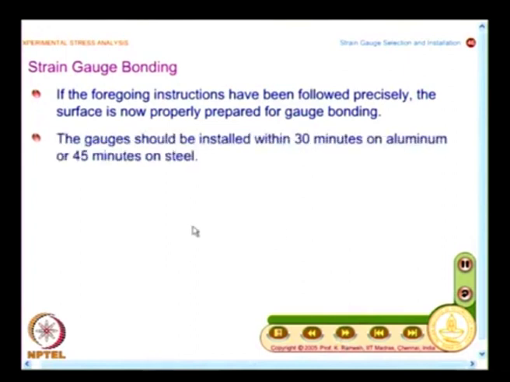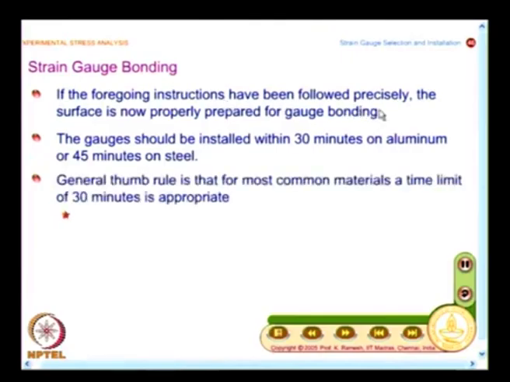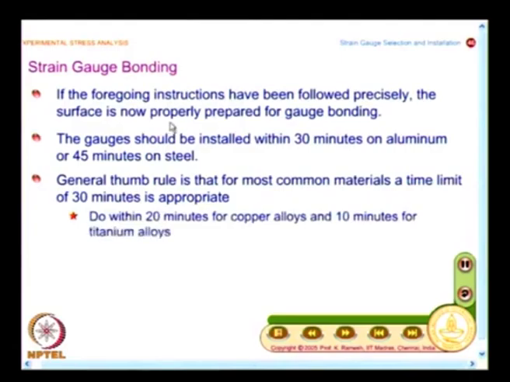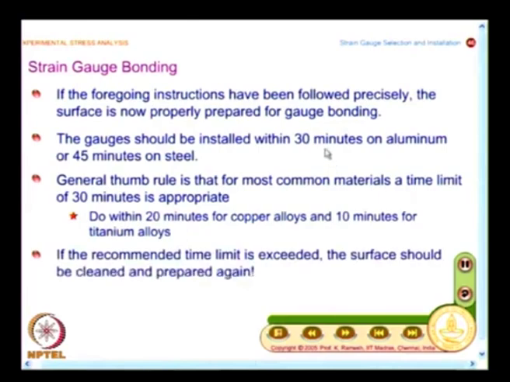If the foregoing instructions have been followed precisely, the surface is now properly prepared for gauge bonding. And what is the recommendation? Look at this very carefully. The gauges should be installed within 30 minutes on aluminum or 45 minutes on steel. The general thumb rule is to try to do it within half an hour. But you will have a general instruction as well as special rules.